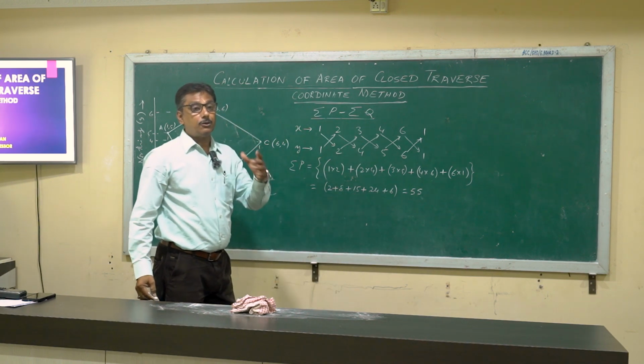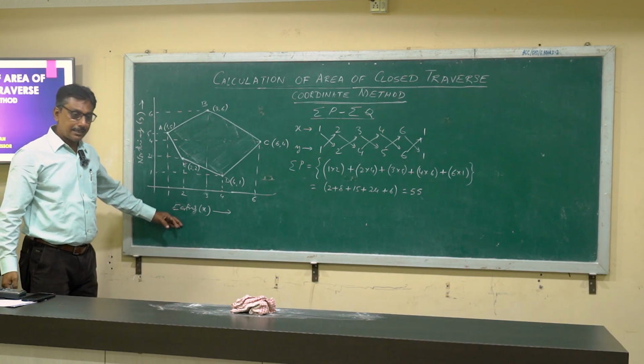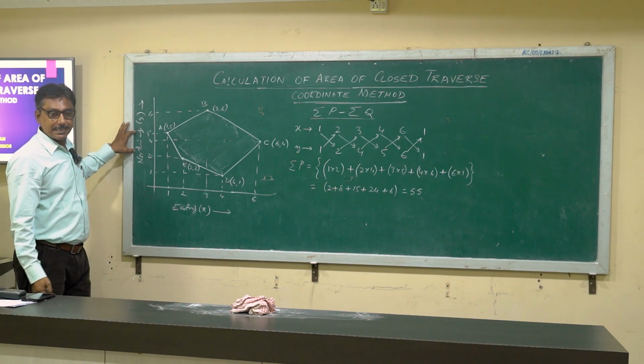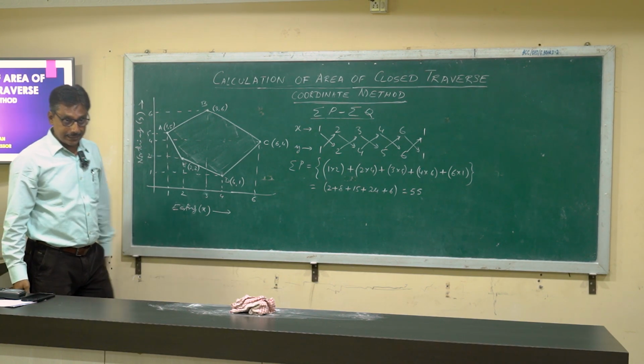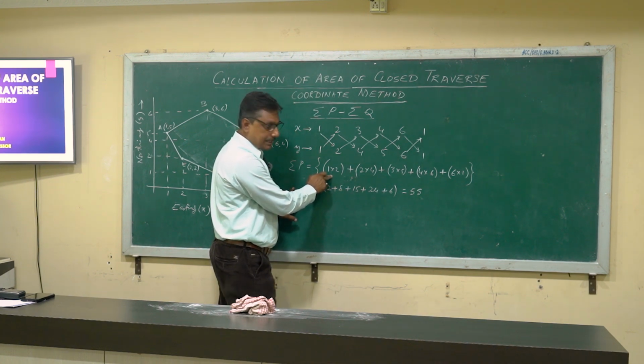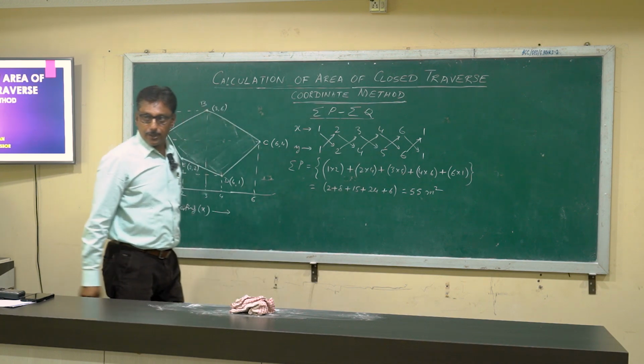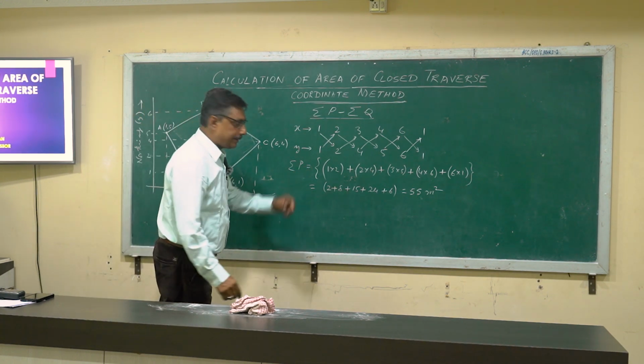So 55, what will be its unit? Because we know easting is represented in meters and northing is also represented in meters, distance is in meters. As it is the product of cross multiplication, it will give you meter square. So the unit will be meter square.